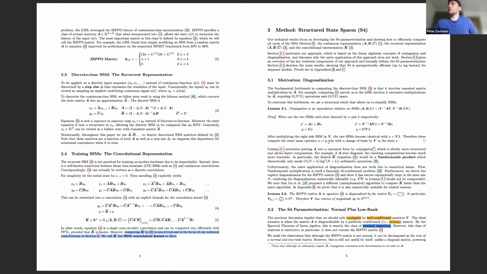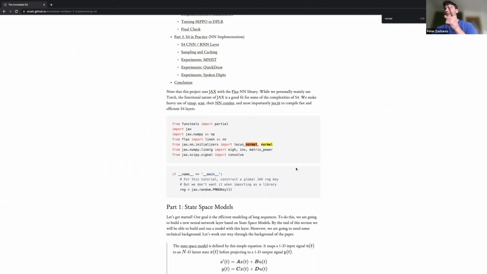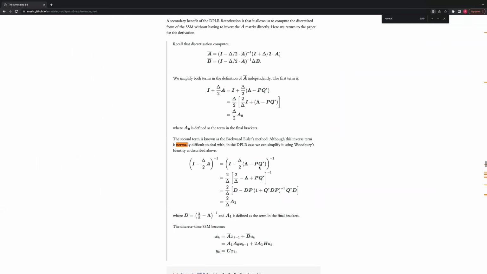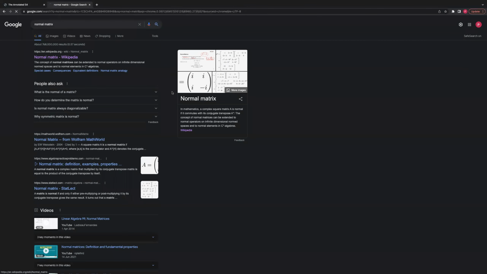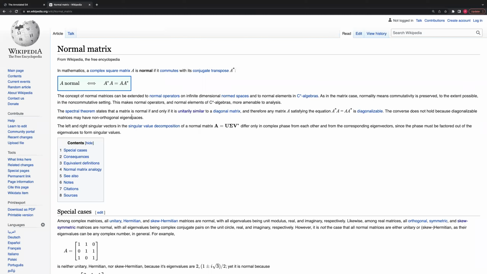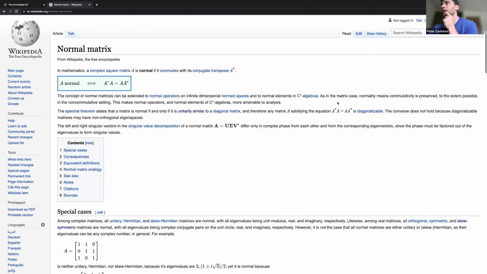Let's start off with these types of matrices called normal matrices. I'm pretty sure a normal matrix is one where its inverse is just its negative, but I don't remember. We can check really quickly. Isn't it a matrix which commutes with its dual? Let's just look it up. Yeah, so it commutes with its conjugate transpose. That's it. But I think the key part that they use is over here.